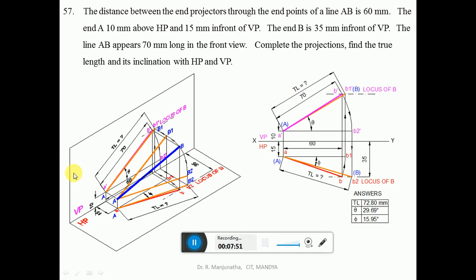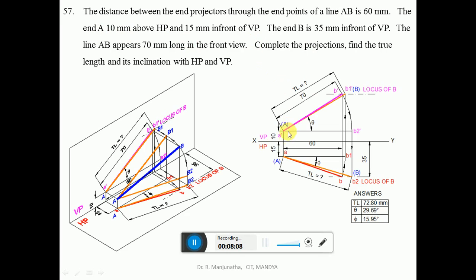So this is how we will be able to analyze the three-dimensional sketch. Now we are going to solve this problem in the sketchbook. First we will draw the XY line and mark VP and HP. Then the distance: the end A is 10 mm above HP and 15 mm in front of VP.